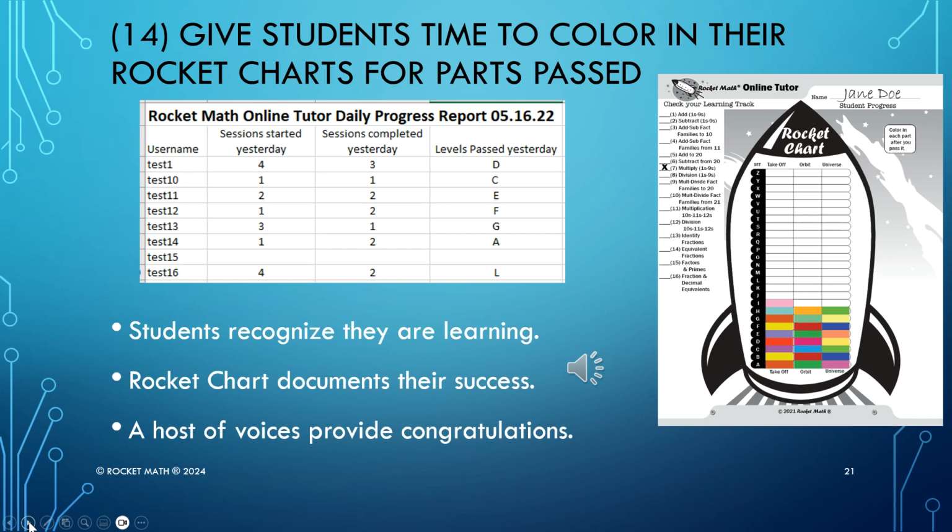Number 14 is to be sure to give your student time before starting their session to color in their rocket chart for the parts they have passed. You'll know which parts they should be coloring in by the daily progress report. This is the time for students to savor their success and recognize their learning. It is powerfully effective to give them the time to do this. It only takes a minute or two, but it is important.